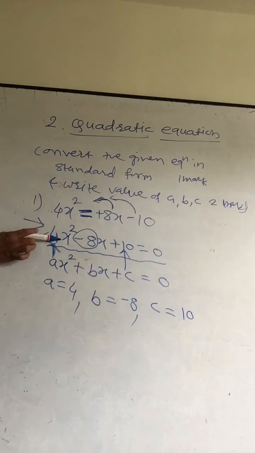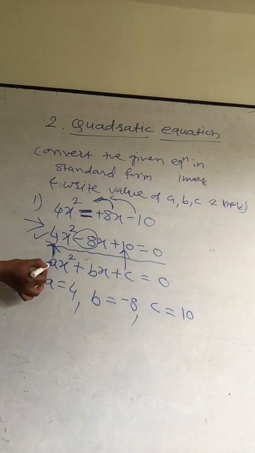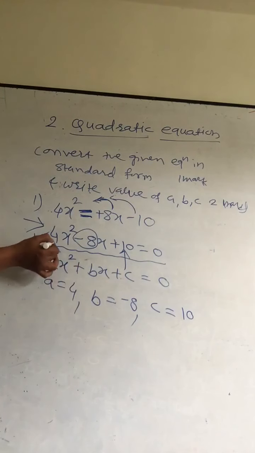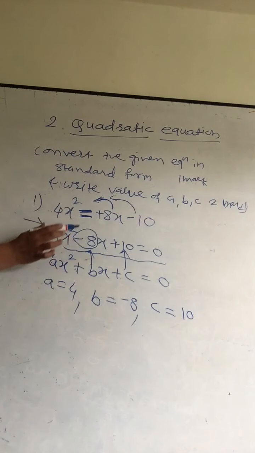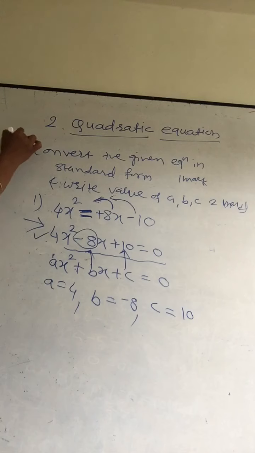Convert this equation into standard form and then write the value of a, b, c. When writing the value of a, b, c, we compare this equation with the standard form ax square plus bx plus c, and we take the arrow and write the values. This arrow I have taken for your convenience. We don't write the arrows. Only a is equal to 4, b is minus 8. So in equation where there is minus, take the value with minus sign. Okay. So this is the exercise 2.1.